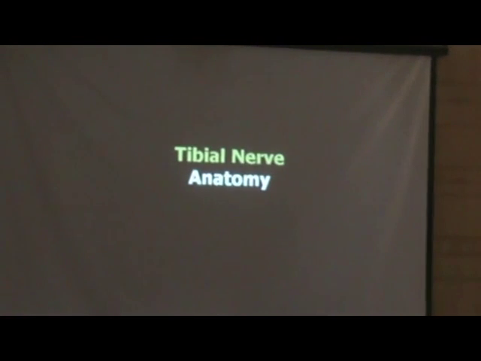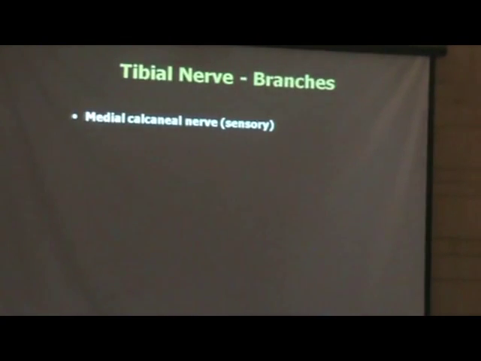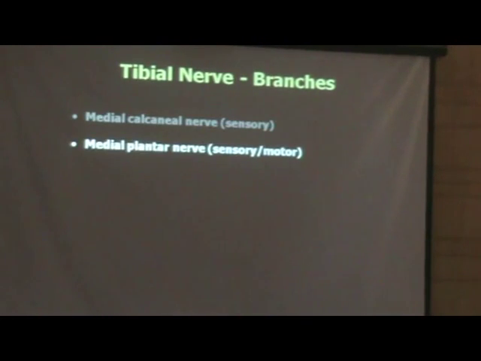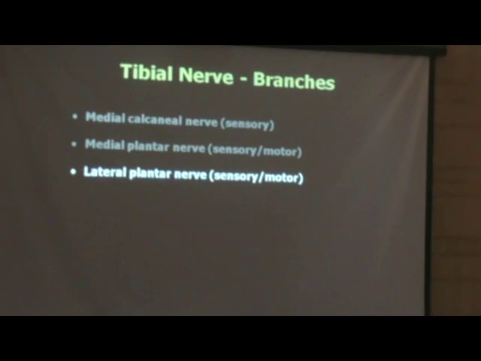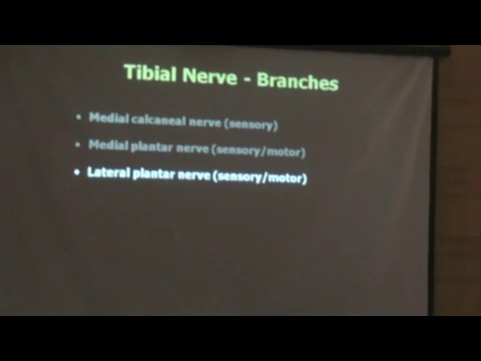So we'll start with the anatomy, and we'll start with the tibial nerve around the ankle and the foot. So the tibial nerve has main branches around the ankle, which is the medial calcaneal nerve. It's fairly sensory nerve. This one, we have the medial plantar nerve, which provides both sensory and motor innervation. The lateral plantar nerve as well.